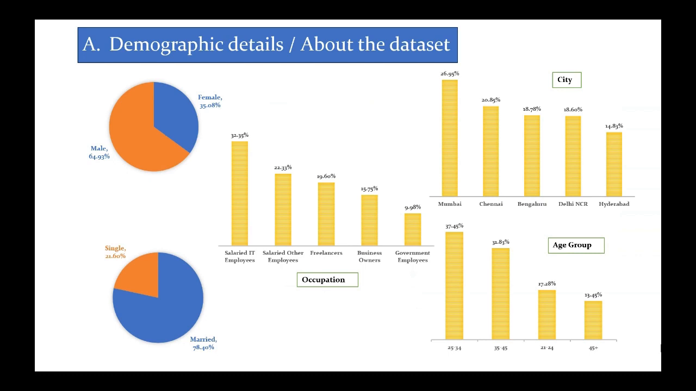The major cities from which this dataset comes are Mumbai at 26.95%, then Chennai, Bangalore, Delhi, and Hyderabad. And the dominant age group in this dataset is 25 to 34, which is 37.45%, and then the 35 to 45 age group. After that, we also have the age groups of 21 to 24 and 45 plus. So this is about the dataset.